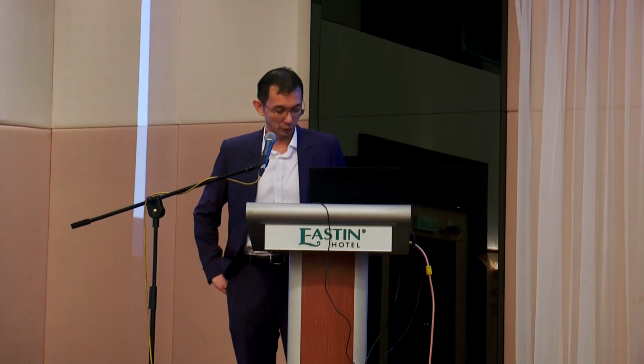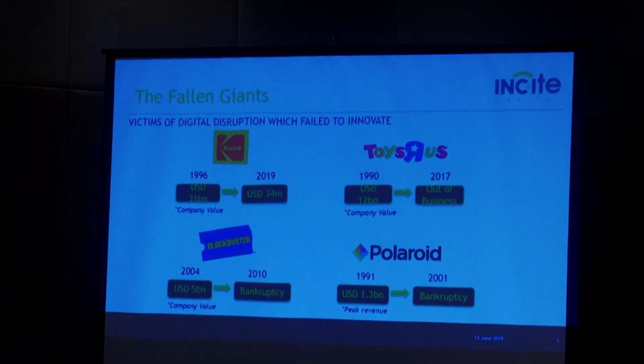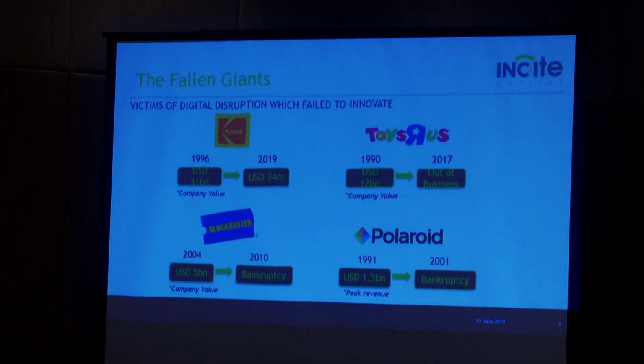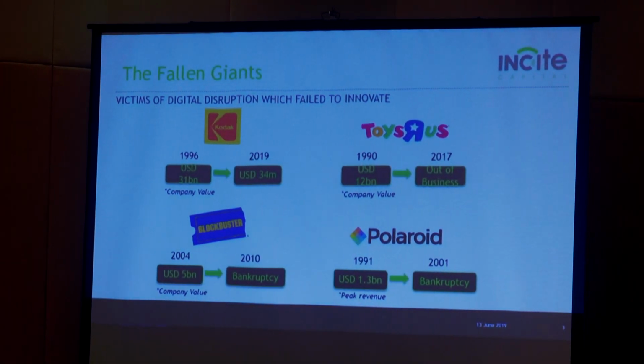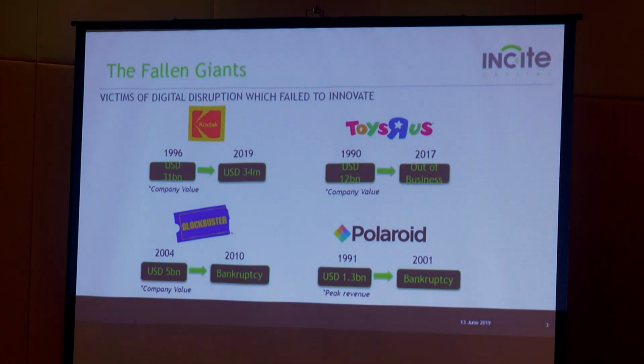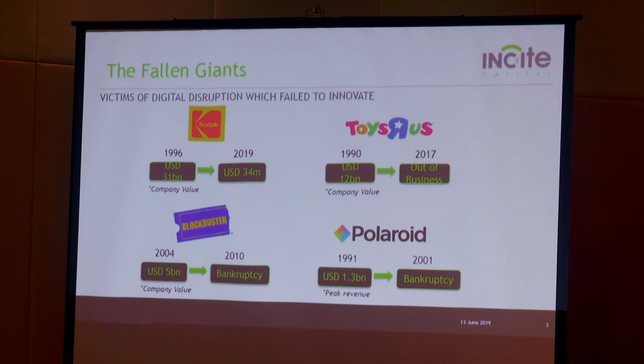And of course, Toys R Us, it's been around many years. It's still around in Malaysia, but it's closing down in many parts of the world. So this is an example of the fallen giants. Companies that you probably think, hey, there's no way this company is going to fall. This company is going to go bust, but it happened. Kodak from 31 billion to 34 million. Blockbuster from US 5 billion, that is back in 2004, to nothing, it's bankrupt. Toys R Us, out of business, 2017, as you all have heard. And Polaroid, in 1991 it was 1.3 billion, and in 2001 went bankrupt.